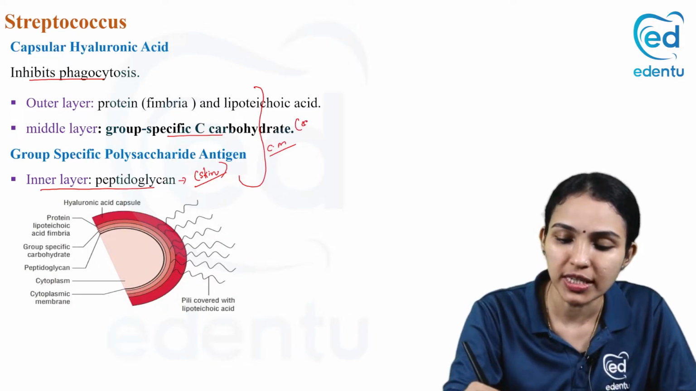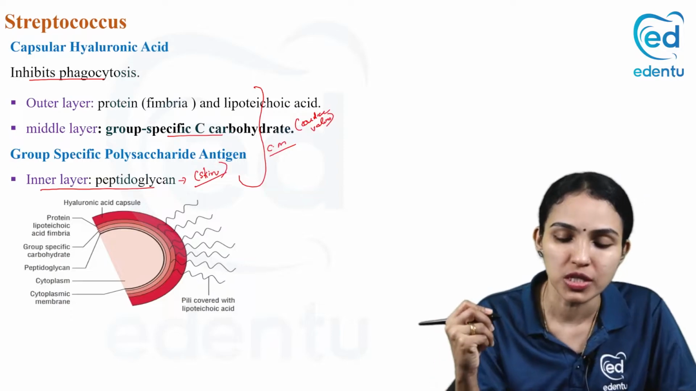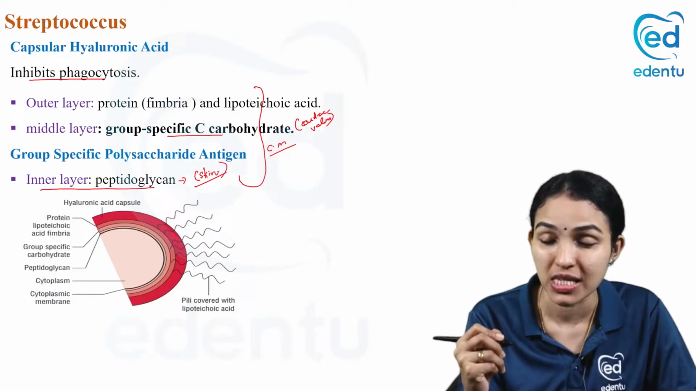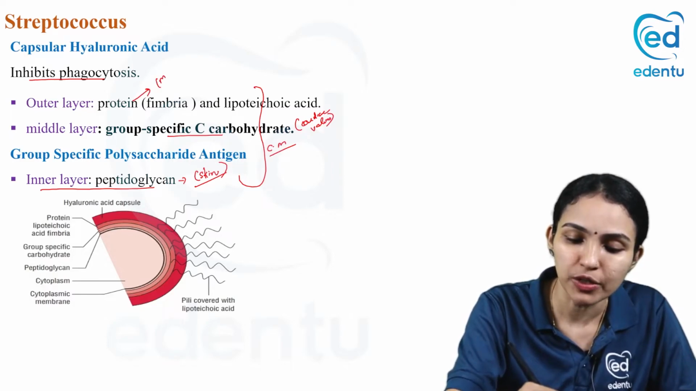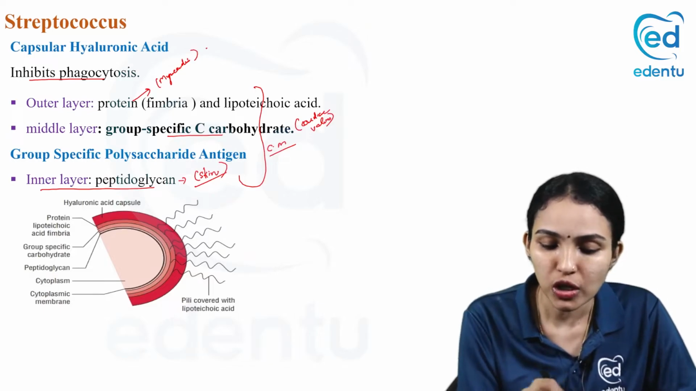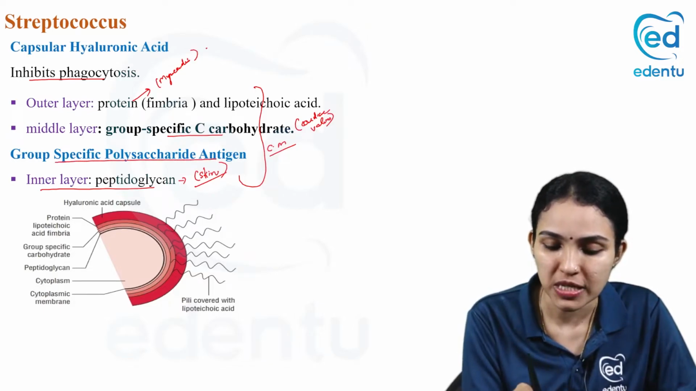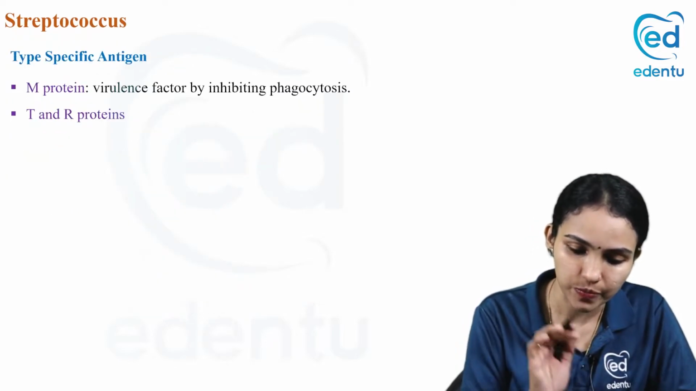C carbohydrate antigen with the cardiac valves. I'm repeating this because this is the reason for the pathogenesis of the complications in streptococcus like rheumatic fever. And the protein layer or M protein layer with myocardium. So these are the cross reactions. You call the C carbohydrate antigen the group-specific polysaccharide antigen. So these are the important structural antigens.